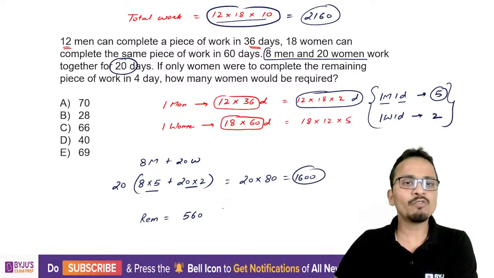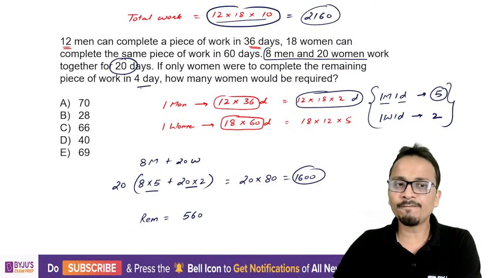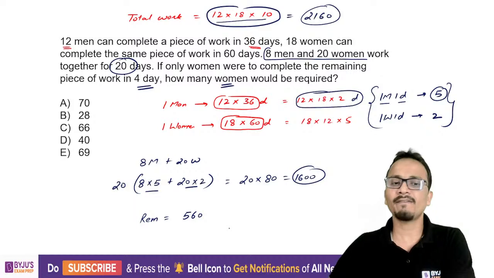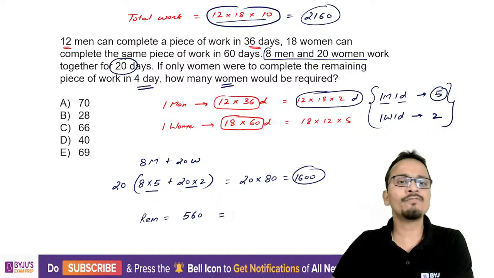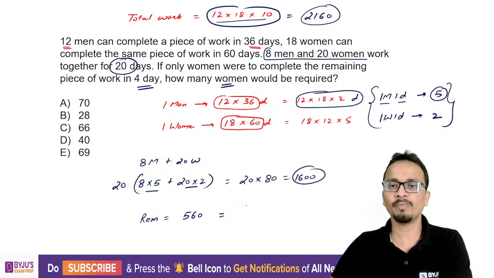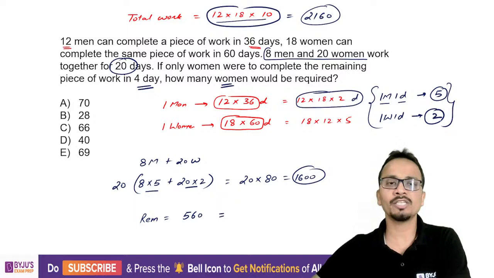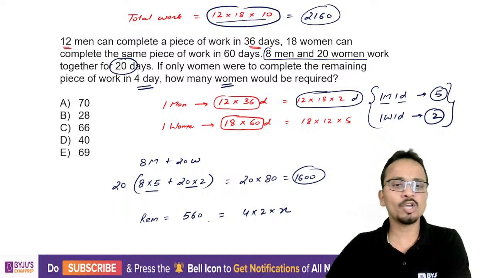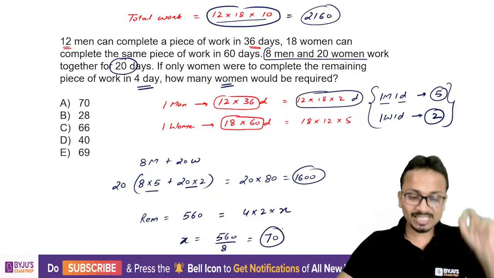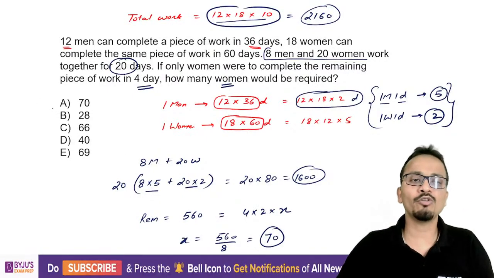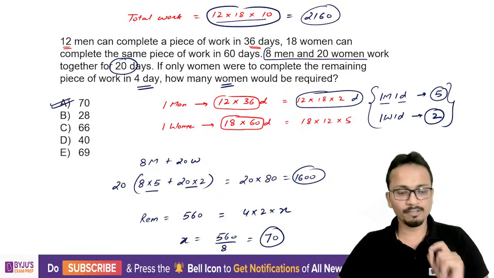Okay, now that will be done in 4 days by, let's say, X women. So 560 units of work is done in 4 days by X number of women, and one woman ka one day work is 2. So 4 into 2 into X can be equated to 560. So X ka value kitna aa jayega? 560 divided by 8 will come out to be 70. So 70 women will be required to finish this piece of work in 4 days.